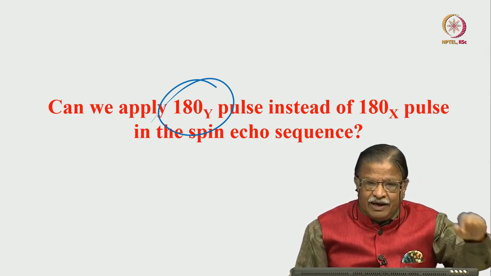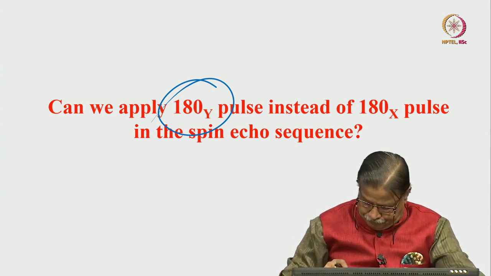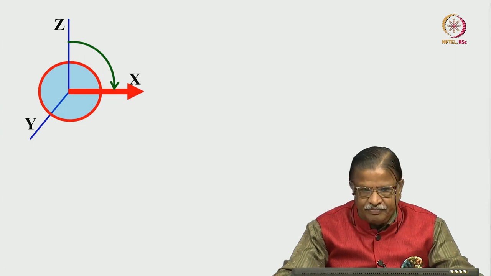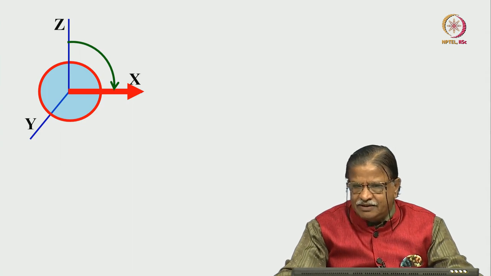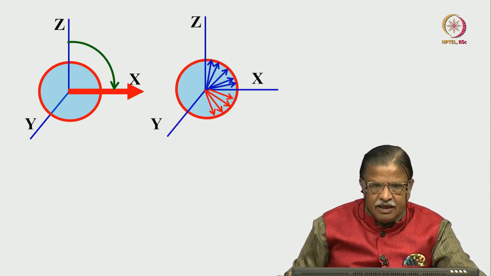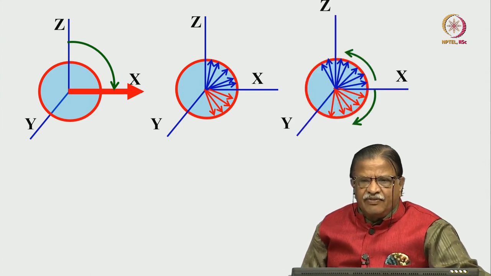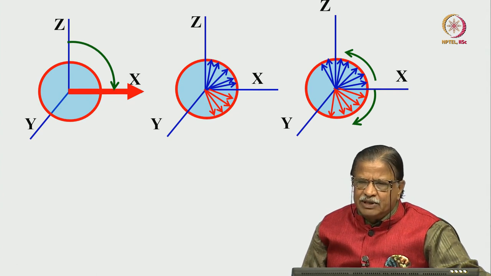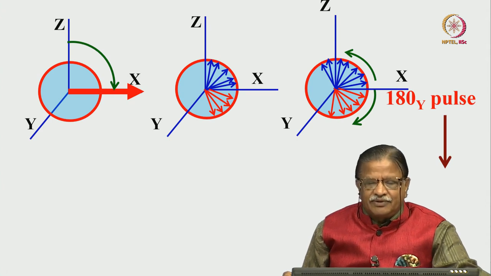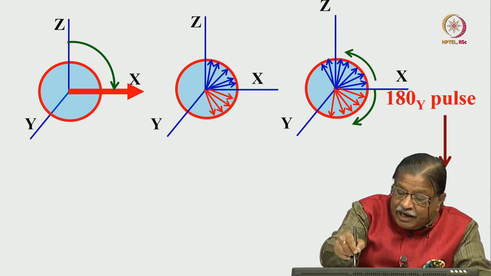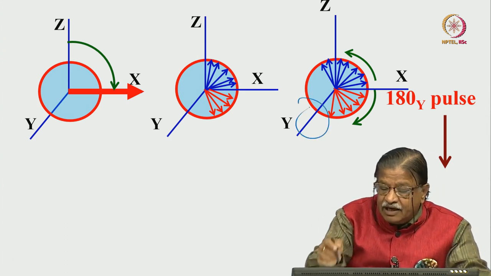So now if I apply a 180y pulse instead of a 180x pulse in the spin echo sequence, what will happen? Let us see. Consider a situation like this. I have brought all the spin vectors to the x axis. Wait for some time, the spins start dephasing. Wait for some more time, more spins are dephasing, they are fanning out. At this stage, apply a 180 pulse. Instead of rotating along this axis, now I am applying it along the y axis here.